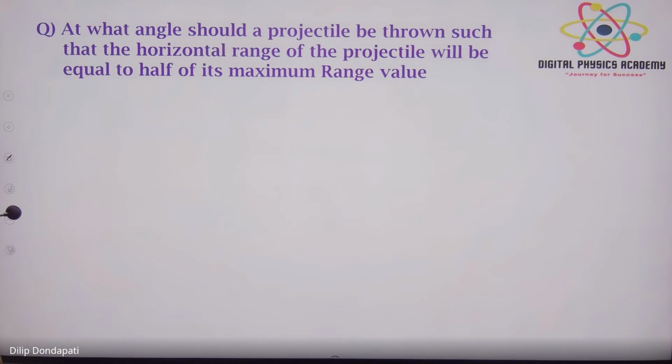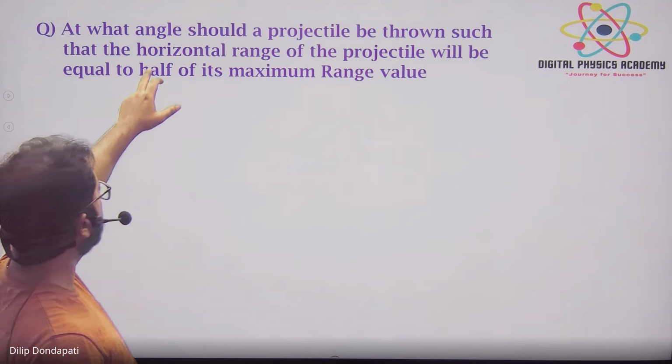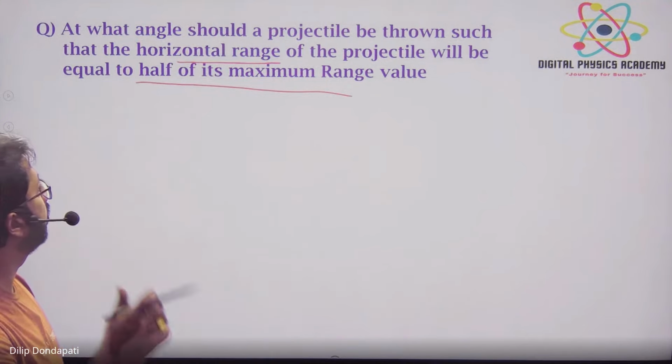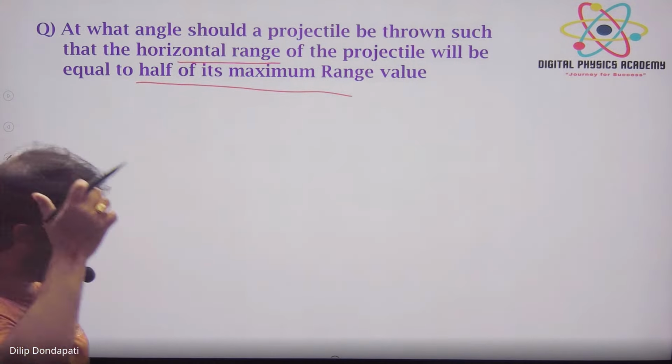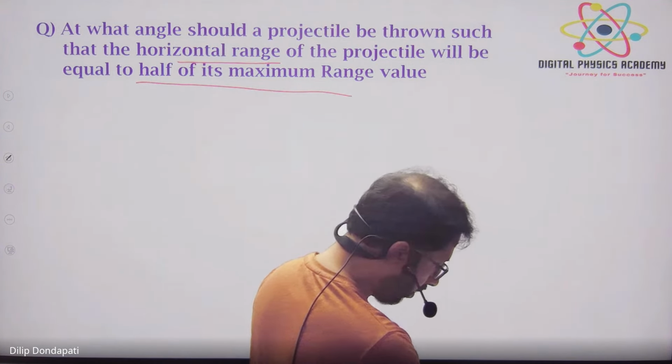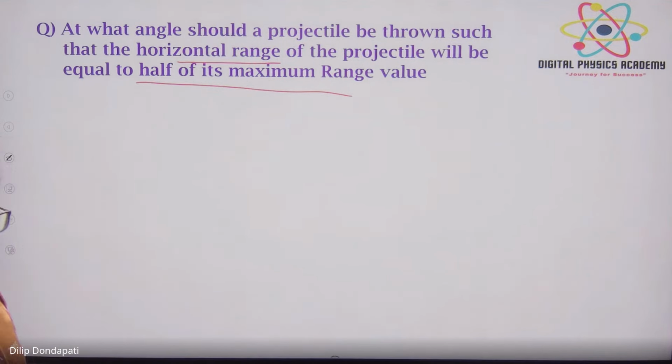At what angle should a projectile be thrown such that the horizontal range of the projectile is half of the maximum range? So it is telling us to find theta in this condition. Horizontal range is half of the maximum range.